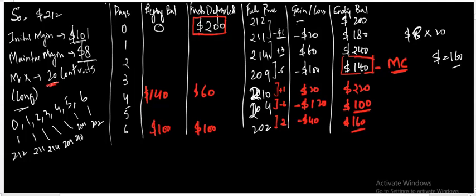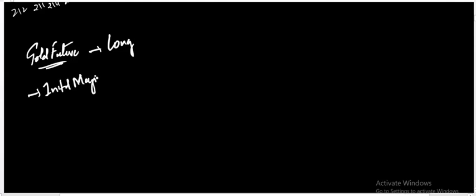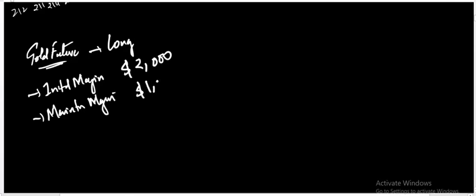Now let me do one more example. Let me consider a case. Say for example we are given a gold future. A party is long to this transaction. The party being long is required to maintain the initial margin of $2,000 and the maintenance margin of $1,500. So they are asked to maintain $2,000 as the initial margin and $1,500 as the maintenance margin.